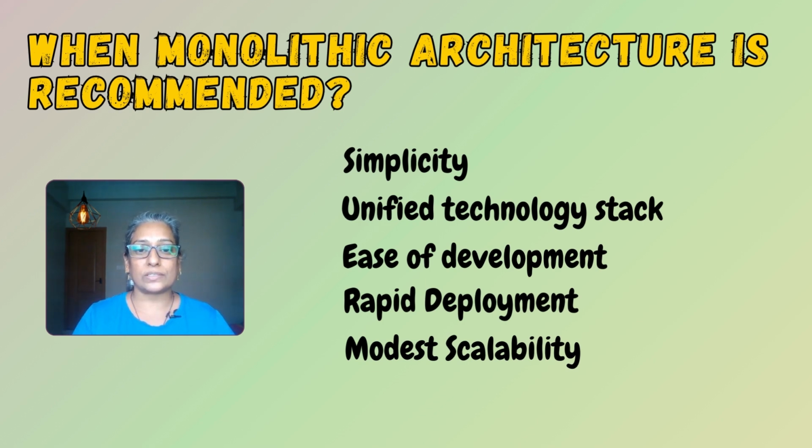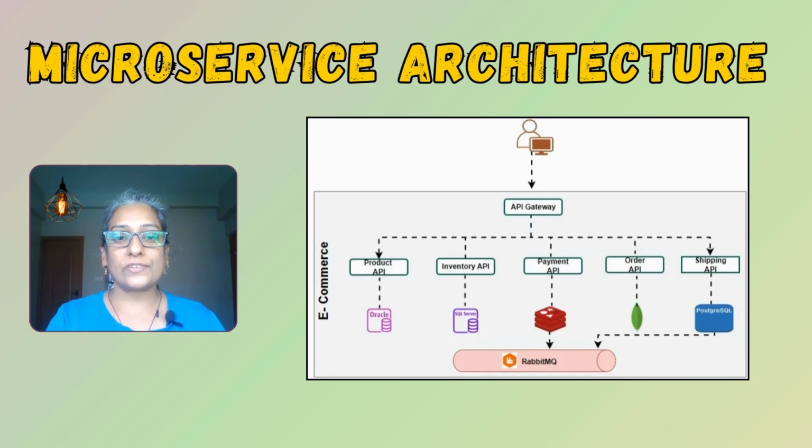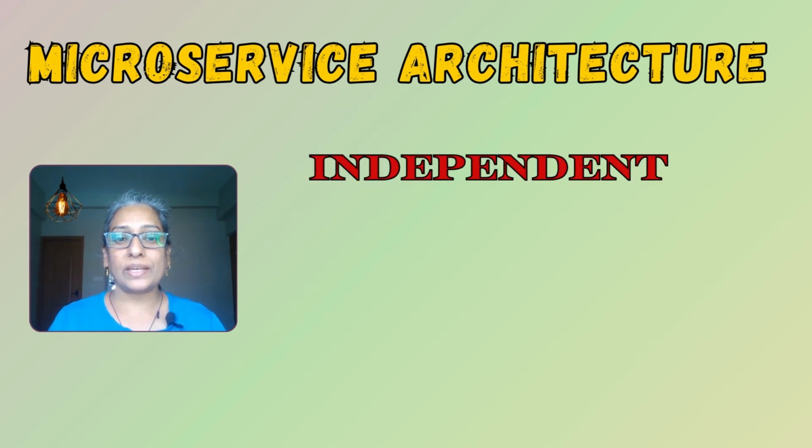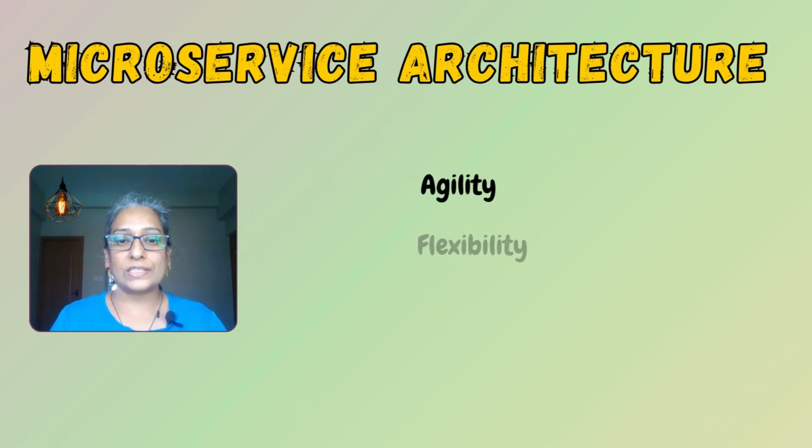Now, let's discuss microservices architecture. In microservices architecture, an application is comprised of several loosely coupled and independently deployable services. Each service is responsible for a specific business function. These services communicate through well defined APIs and can be developed, deployed, and scaled independently. This allows for greater agility, flexibility, and resilience in complex software systems.